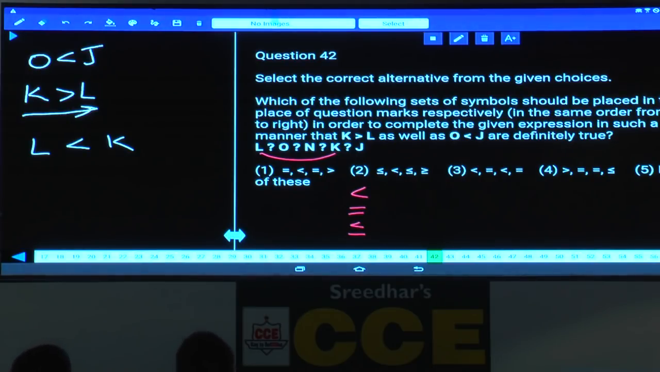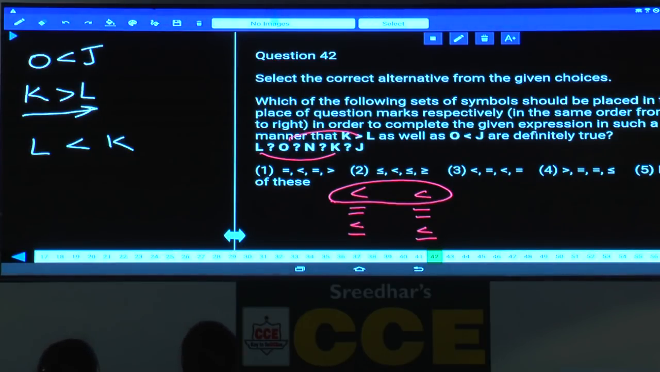Then the next step. What is the next one here? O and J. Between O and J, O must be lesser than J, so what are the symbols that are to be there? One lesser than should be there, and there can be either equal to or lesser than. Hence lesser than must be common between these two. The other must be equal to or lesser than or equals to, then also you will get the answer.